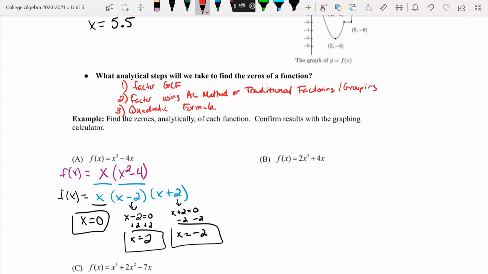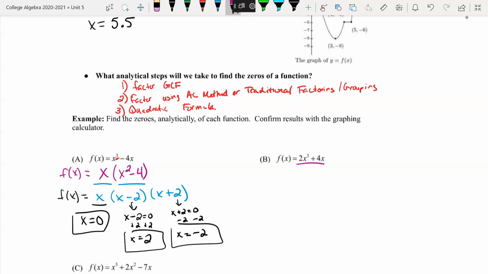Now a little hint, this is a cubic function, so that means you're going to have 3 zeros. Okay? If I would have had plus or minus something, right? The plus counts as 1 zero, the minus counts as another zero. It just depends on the problem. So that's the first example. That's one of the easier ones.